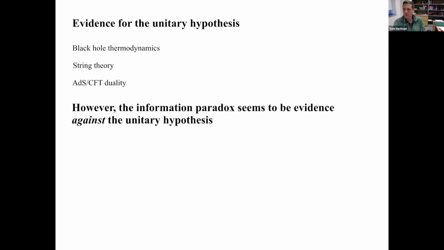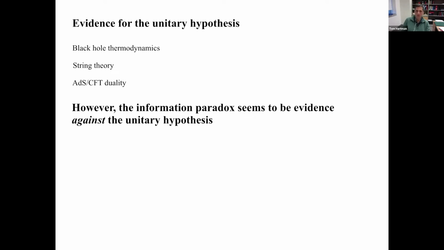But in ordinary unitary quantum mechanics, it's impossible for a pure state to evolve into a mixed state, and that's the problem. So it's hard to see, given the information problem, how black holes could really be these ordinary unitary quantum systems.